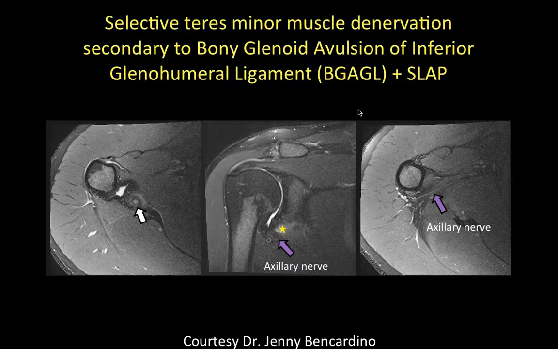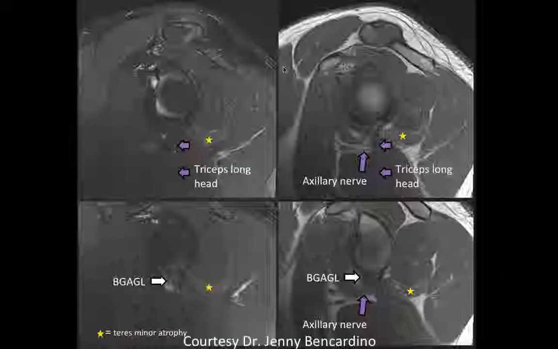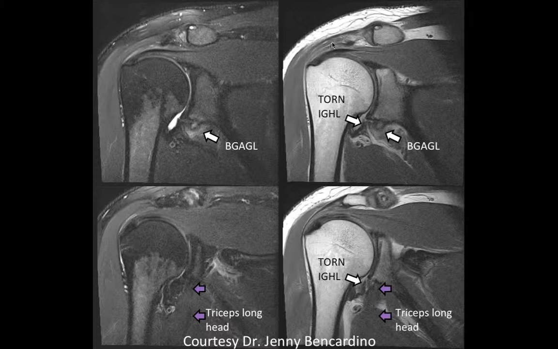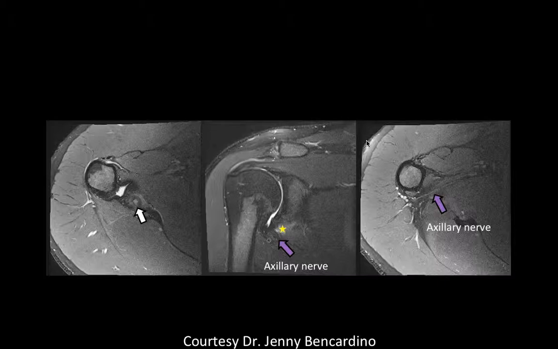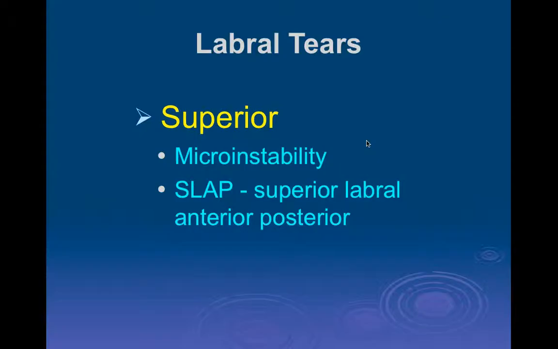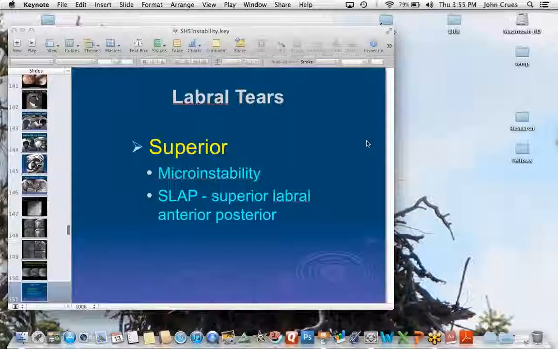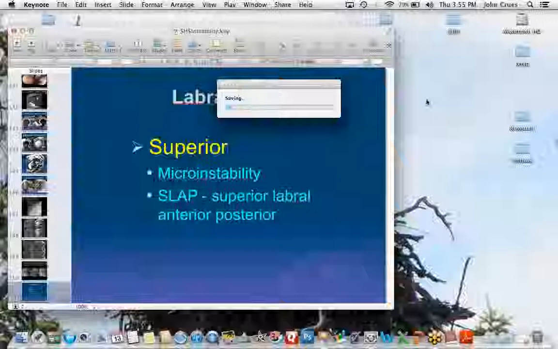So this is another kind of avulsion of the inferior glenohumeral ligament from the glenoid side. You can see some of the other anatomy in this area. Okay. In this case, there's teres minor atrophy, suggesting that there was an injury to the axillary nerve in the past. So this was, let's go back and see, this was a bony avulsion right here that came off, and then there's compression of the axillary nerve. This is a more chronic lesion.